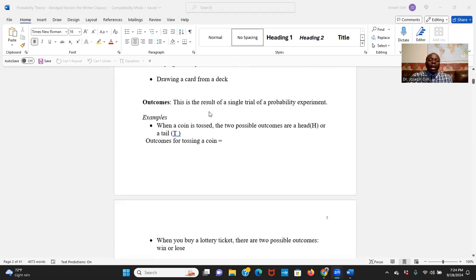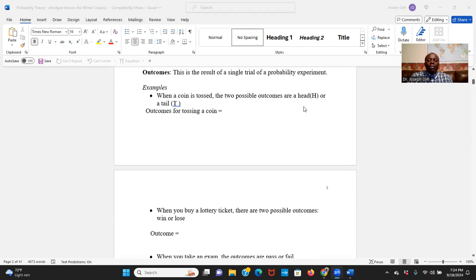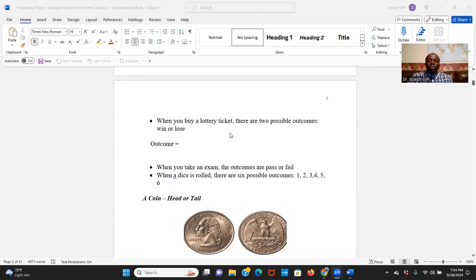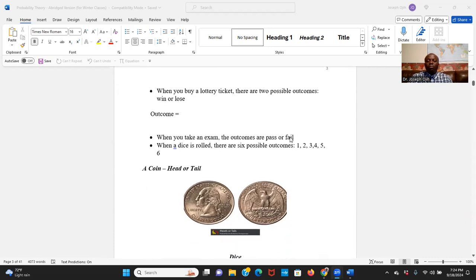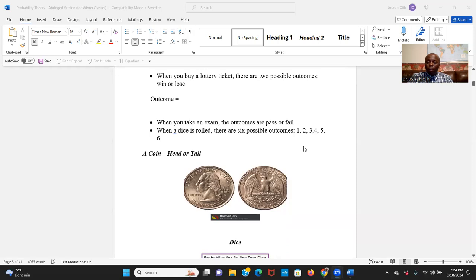The next thing is outcome. Outcome simply means the result of a single trial of a probability experiment. Like when you toss a coin, the outcome can be head or tail. When you buy a lottery ticket, there are 2 possible outcomes. Either you win or you lose. When you take an exam, the outcomes are either you pass or you fail. And when you roll a 6-sided dice, the outcome can be 1 showing up, 2, 3, 4, 5, or 6.